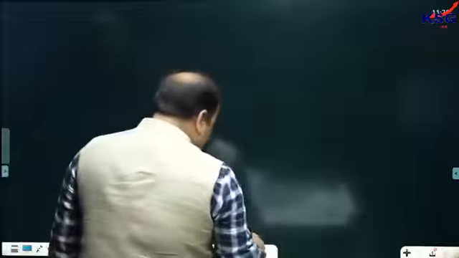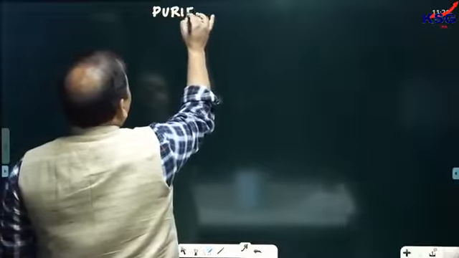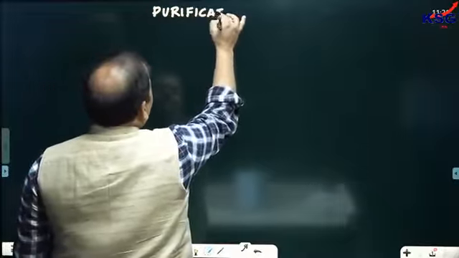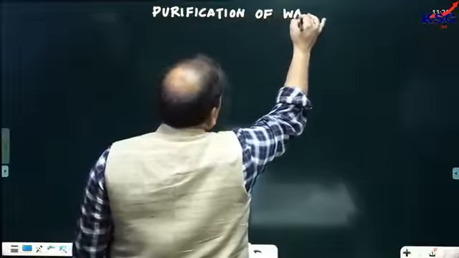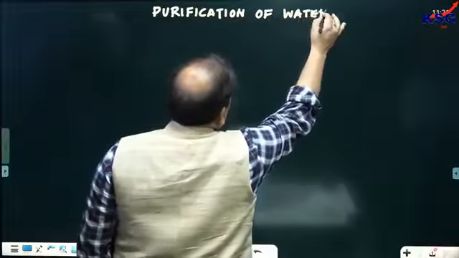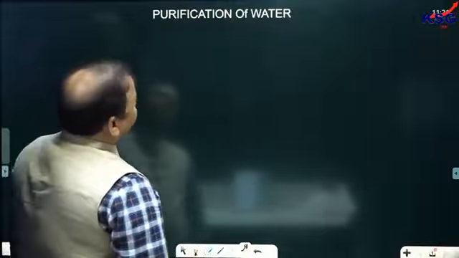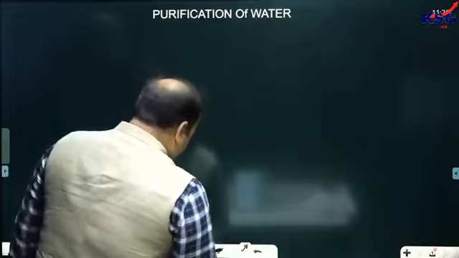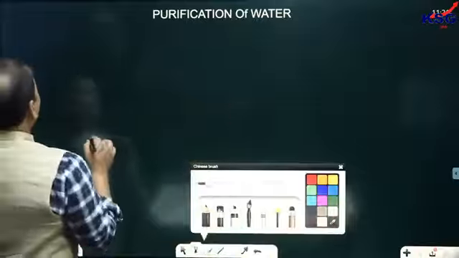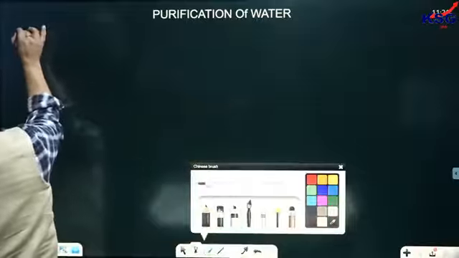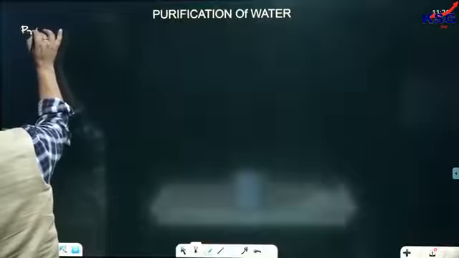So, when you are talking about purification of water, we can see purification of water would be conducted in two phases. Clear? Purification of water would be conducted in two phases. Now the first phase is called what? The first phase is referred to as the primary treatment.